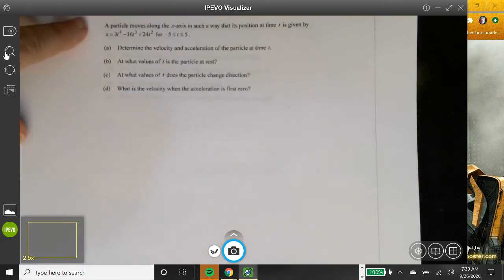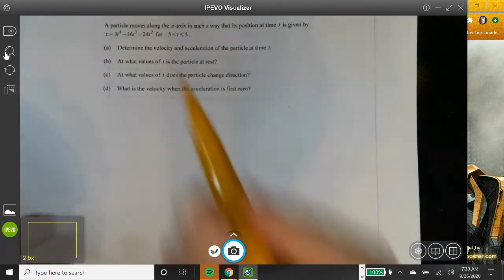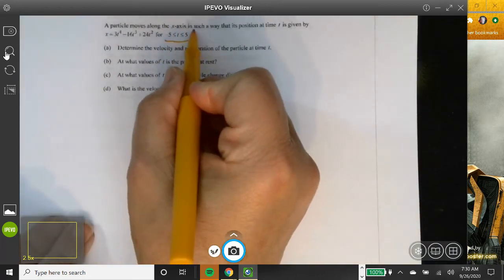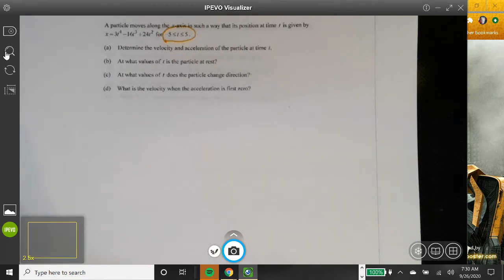It says a particle moves along the x-axis in such a way that its position at time t is given by x equals 3t to the 4th minus 16t cubed plus 24t squared, for the interval negative 5 to 5. Now, I like to make a mental note that my time zone here is negative 5 to 5, so I don't give any answers that are outside of that zone. All right, so here we go.